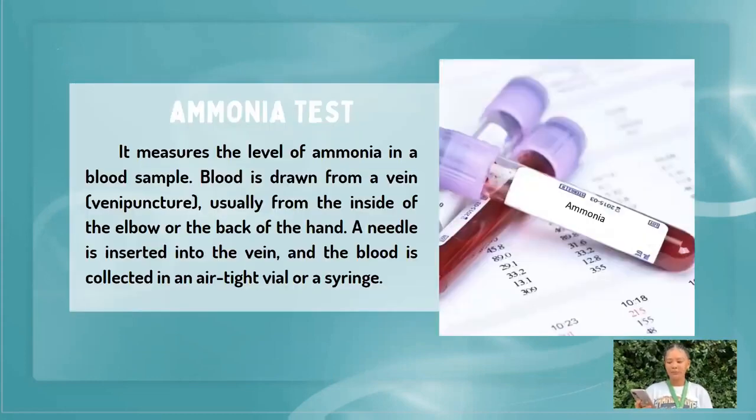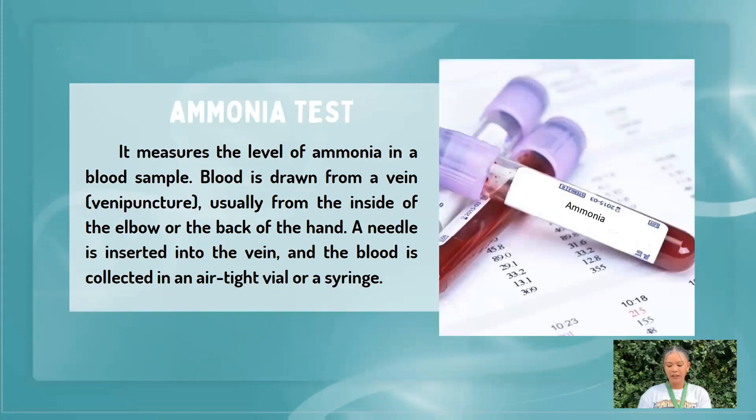Ammonia test. It measures the level of ammonia in a blood sample. Blood is drawn from a vein, usually from the inside of the elbow or the back of the hand. A needle is inserted into the vein and the blood is collected in an airtight vial or a syringe.